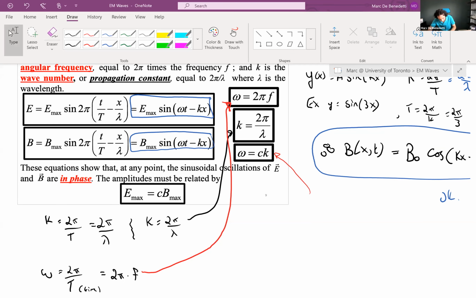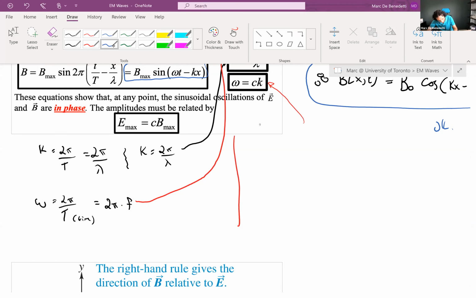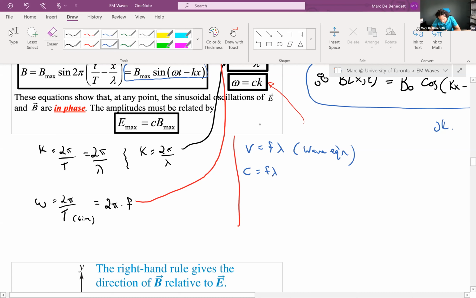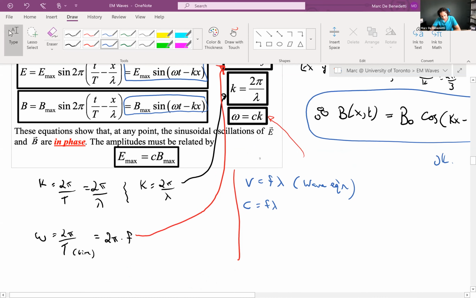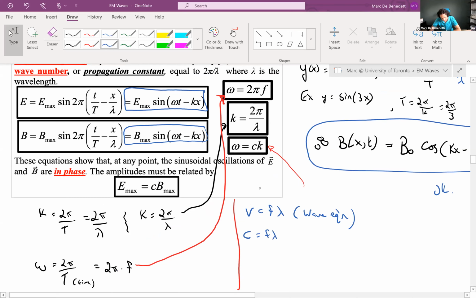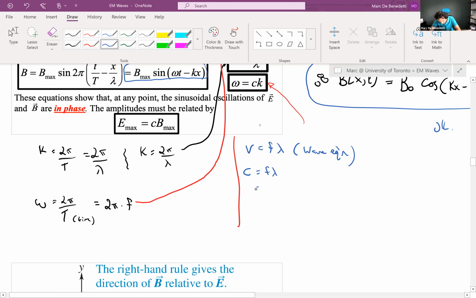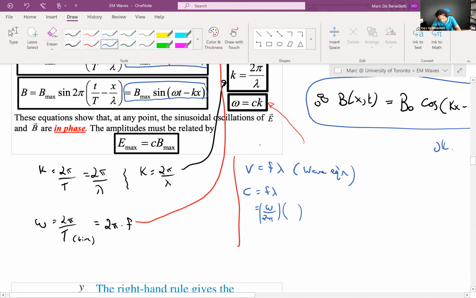The way you get this is you say, okay, v equals f lambda. This is what in first year we call the wave equation. And physicists do not actually call this the wave equation, but nonetheless. The speed is going to be c equals f lambda. So if you plug in f, we know f is going to be omega over 2 pi. And if you plug in lambda, it is going to be 2 pi over k.